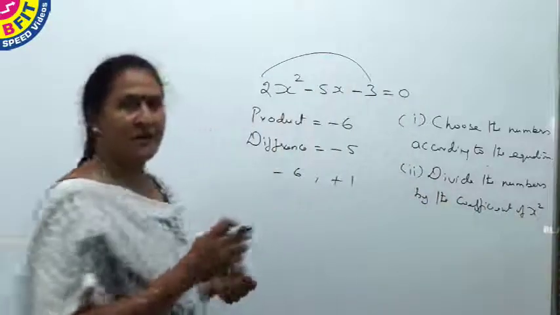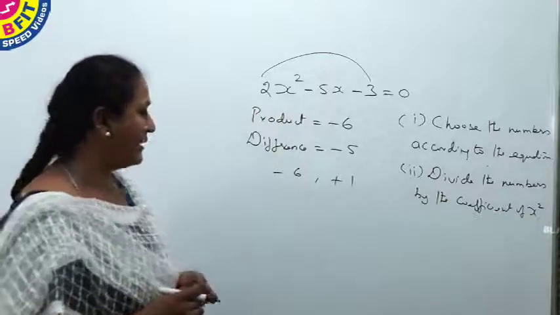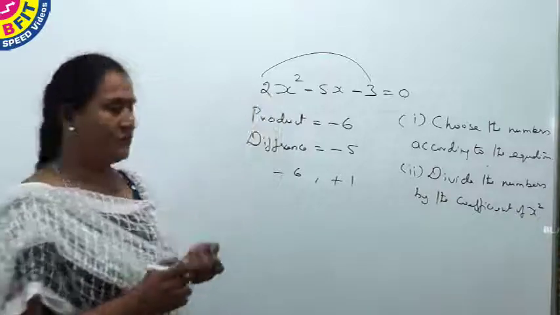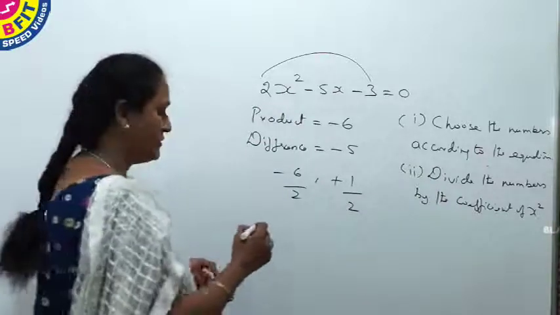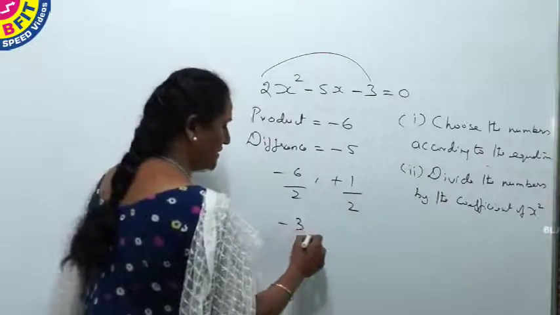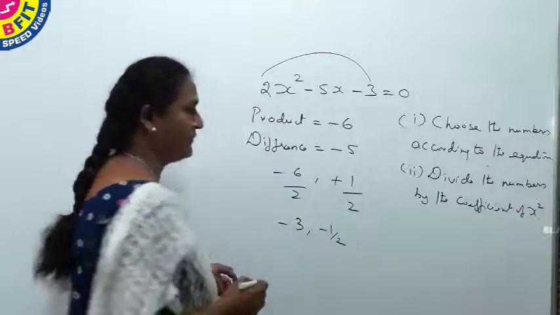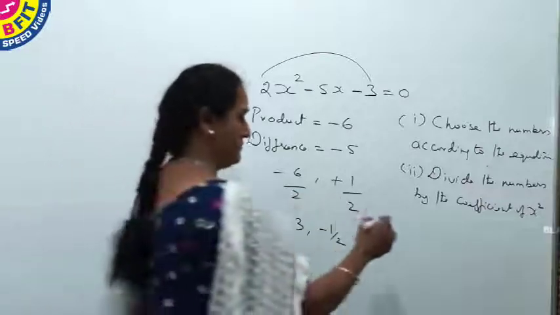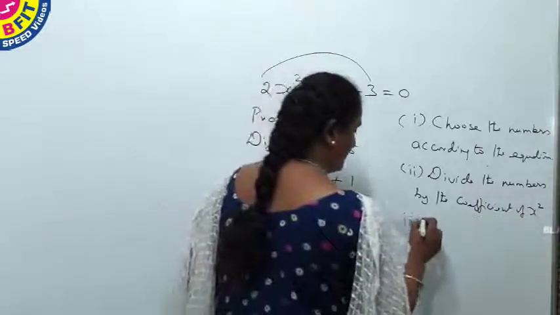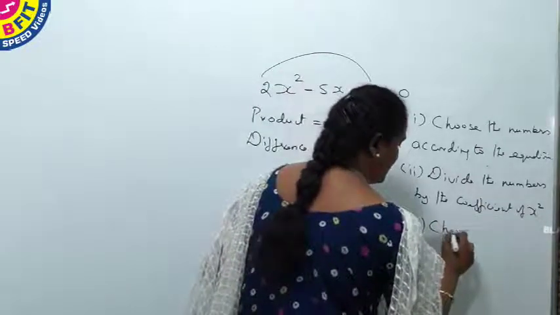So we have to divide the numbers by the coefficient of x square. Here the coefficient of x square is 2, so divide the numbers by 2. So you get minus 3 and half. So the third step, you have to change the symbol for the solution. So change the symbol.